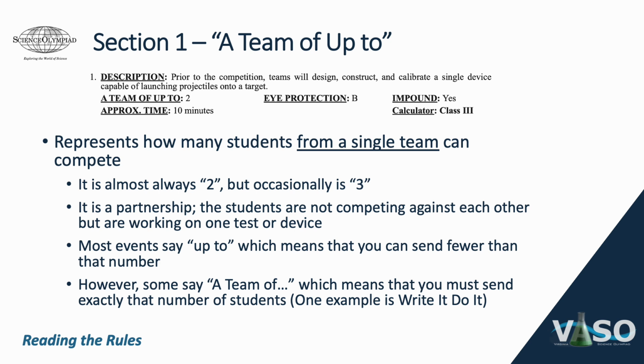Most of the events say up to, which means that you can send fewer than that number. But some of them say a team of, which means that you must send exactly that number of students. One example is write it, do it, which you need a writer and a doer. You can't do it with only one person.